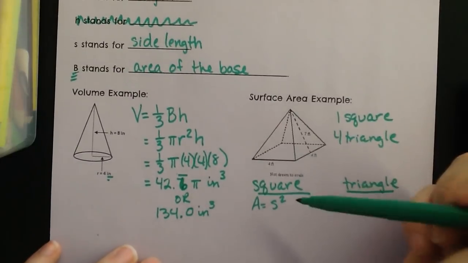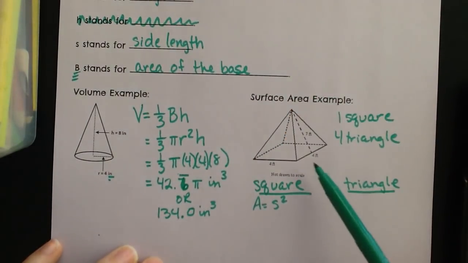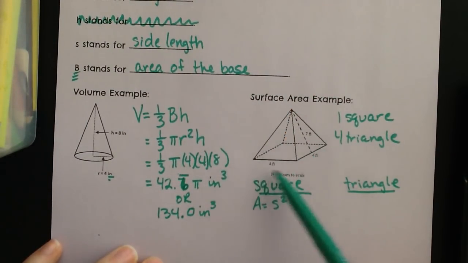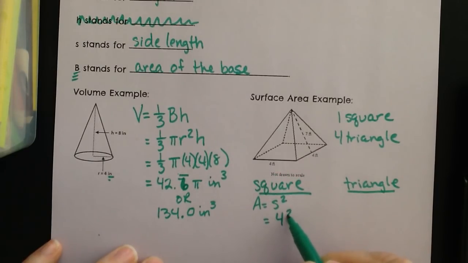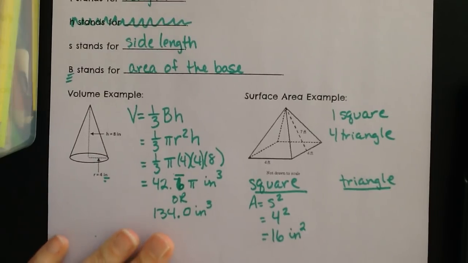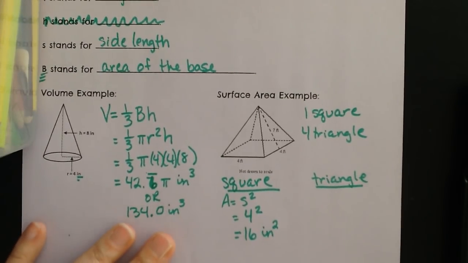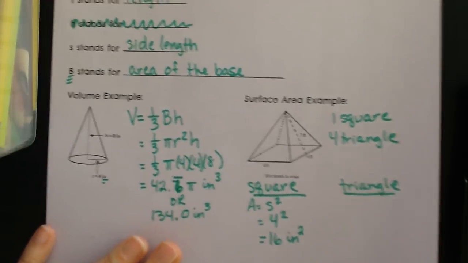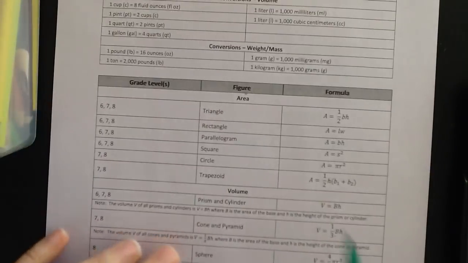Now, the S stands for side length, which we're looking at the square here. The length of the side of the square is 4. So this would be 4 to the second, which would be 16 inches squared. Area is 2 dimensions, so that's why it's squared. Okay. The triangle, okay, we got to find the formula for a triangle, so we flip it over.